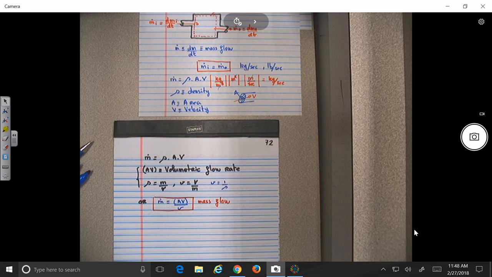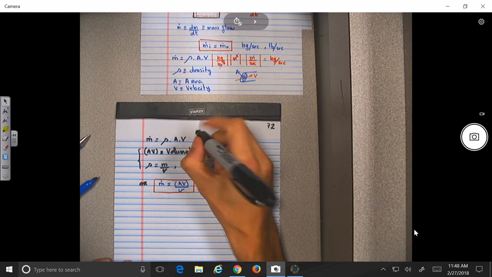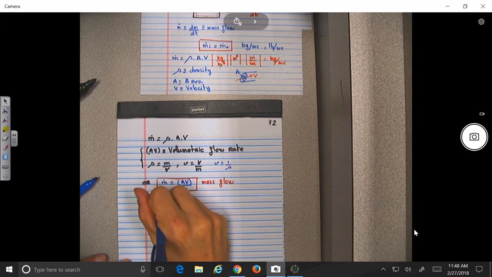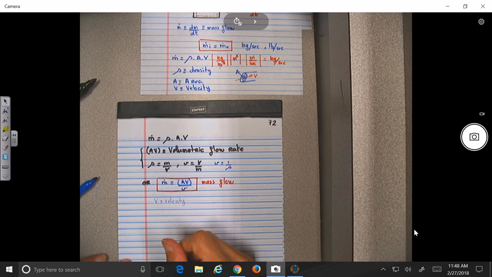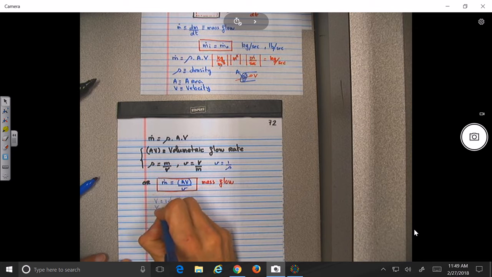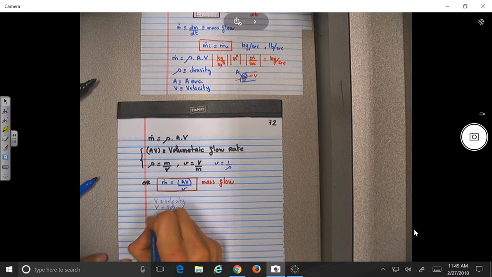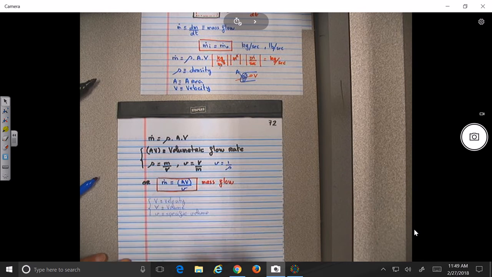Yes? I can't tell from here, what kind of indicator are you using to differentiate between your V's? They look the same. Good question. Let me do it by pen, it's easier. If it's just a normal V, it is velocity. If it's the V with the bar in the middle, what is that one? Volume. The lowercase v, what is that one? Specific volume. That was a very good question, because I know those things can be confusing. Does that answer the question?